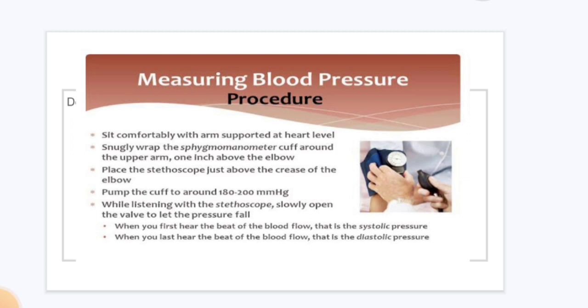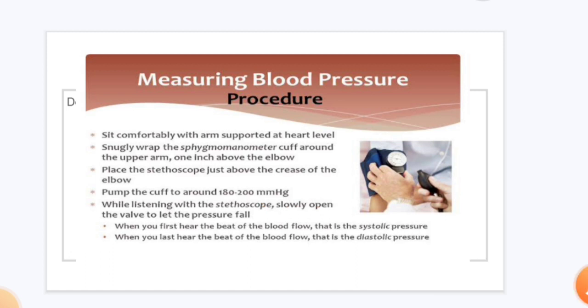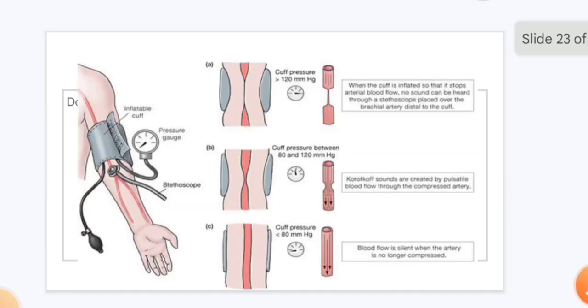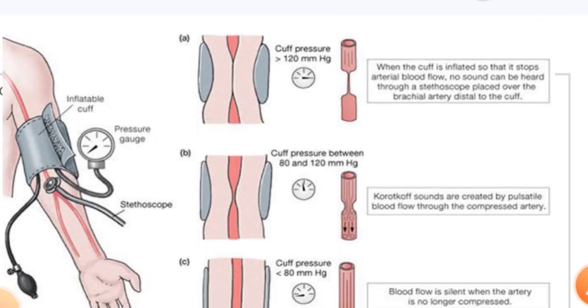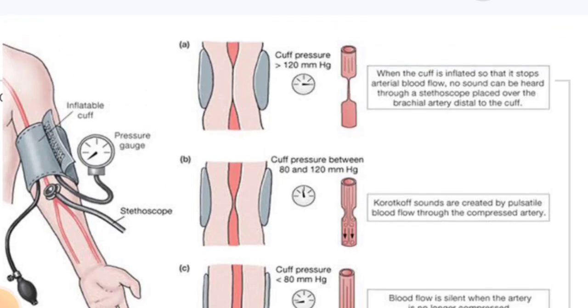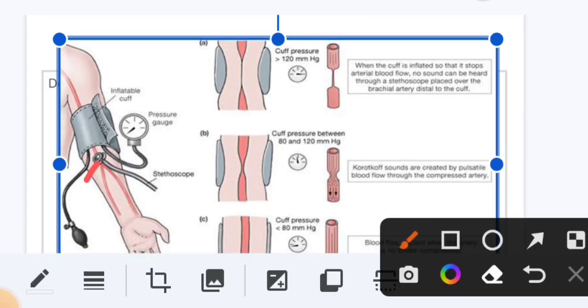Then the first beat we hear is called systolic BP, and the last beat we hear is called diastolic BP. Look at this diagram. These are the inflated cuff. This is called the brachial artery. So, the brachial artery.